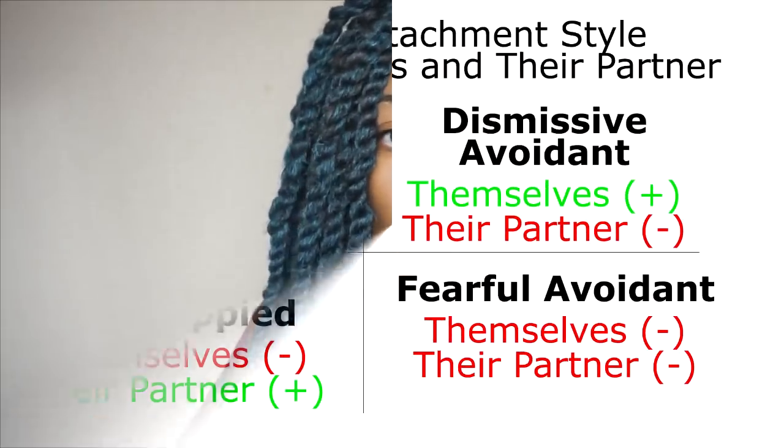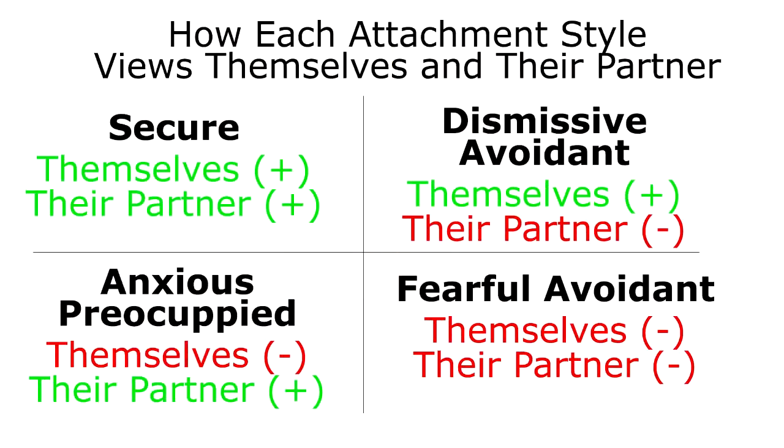So just a quick recap, or a quick overview of each one. With a secure attachment style, a person has a positive view of themselves, a positive view of others, and they are able to enter healthy relationships with very low anxiety and very low toxicity. With dismissive avoidant attachment style, these people have a positive outlook on themselves, but a negative outlook on other people, and they tend to not want to be in a relationship at all.